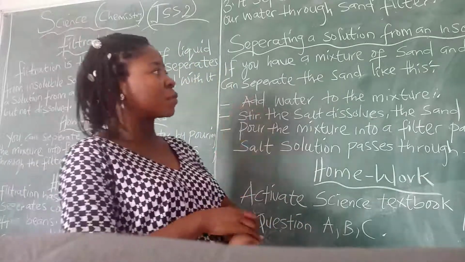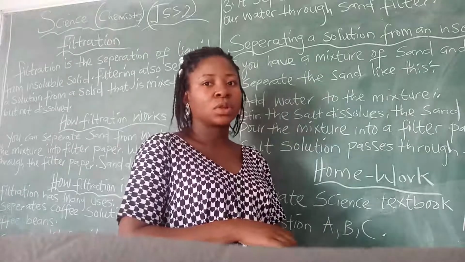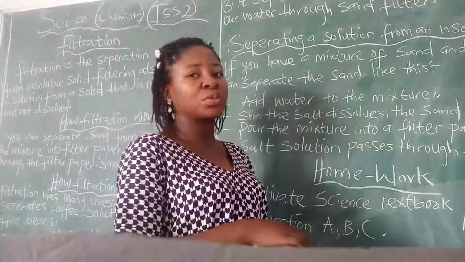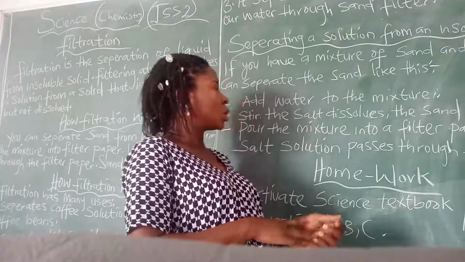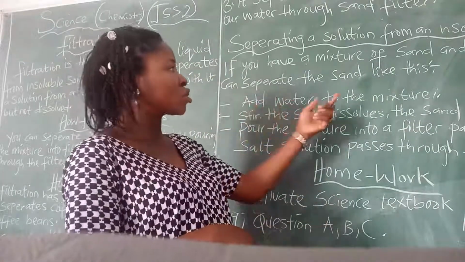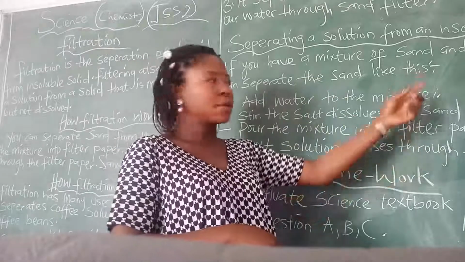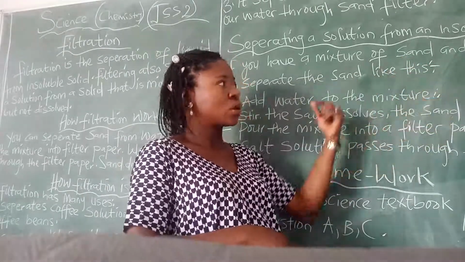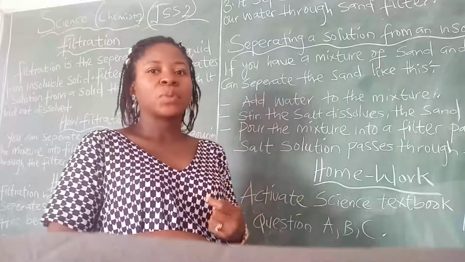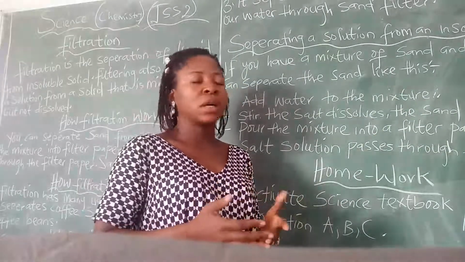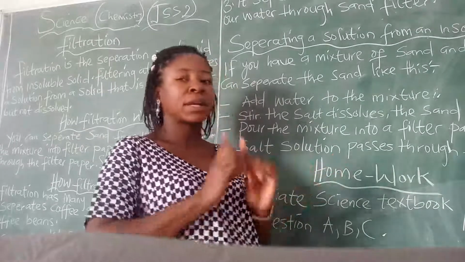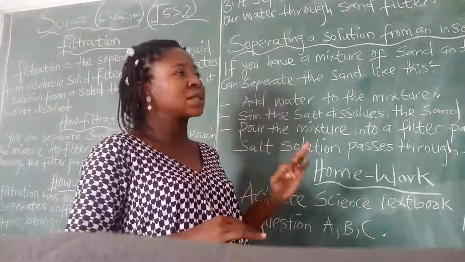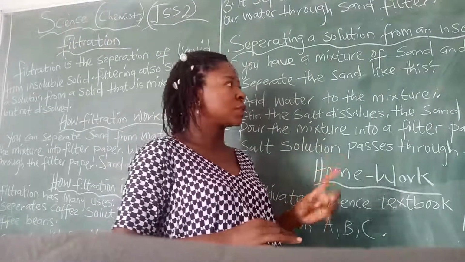Now let's look at separating a solution from an insoluble solid. If you have a mixture of sand and salt, sand is an insoluble solid, while salt is a solution. Why? Because salt can dissolve in water, while sand cannot dissolve in water, and that is the reason why we say that sand is an insoluble solid.